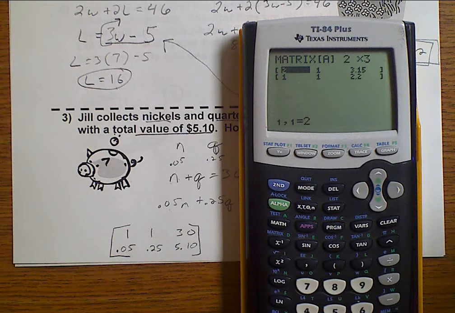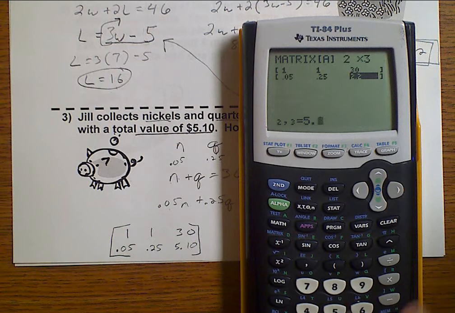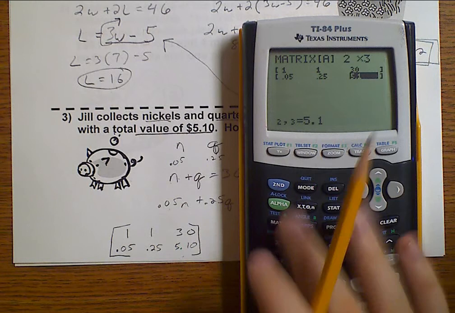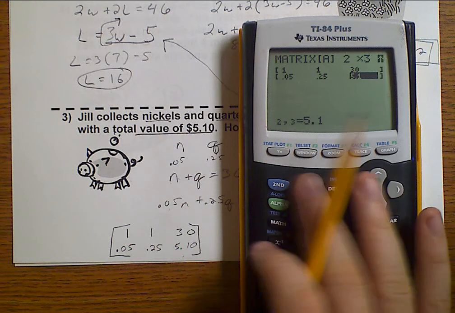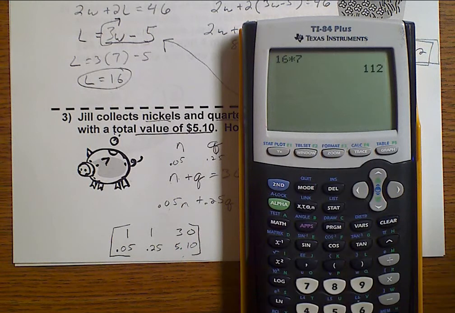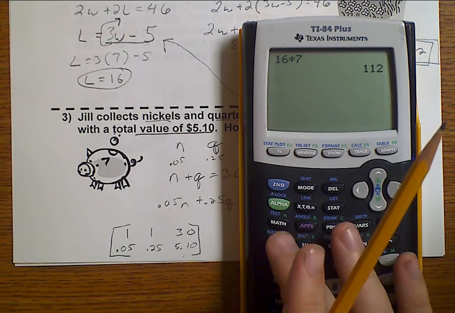So we have 1, 1, 30, 0.05, 0.25, and 5.10. Okay. Double check, make sure this matches this. It does, because 5.1 is the same as 5.10. So we get out of there by doing second quit. And now we go back to matrix.